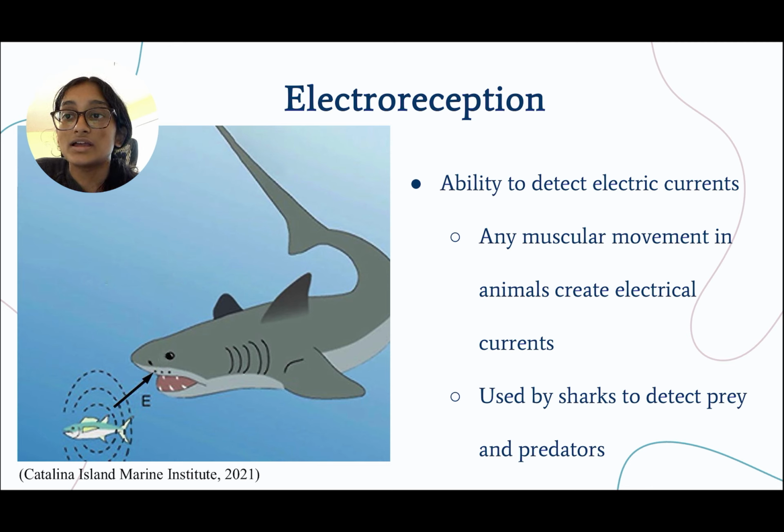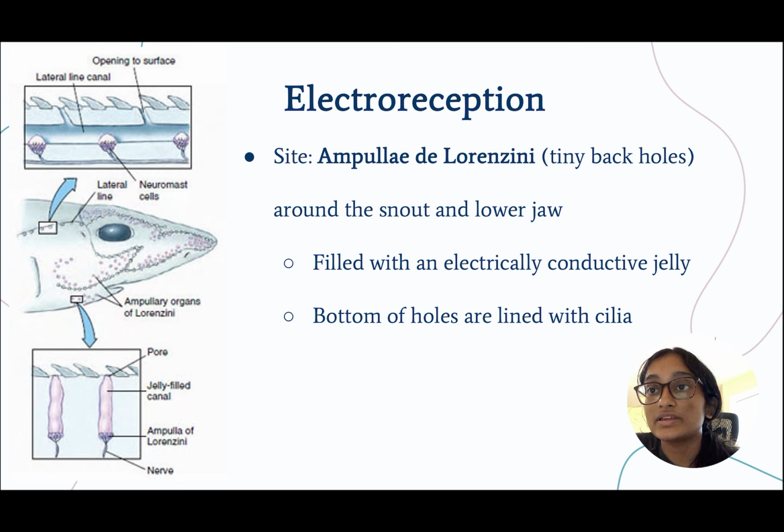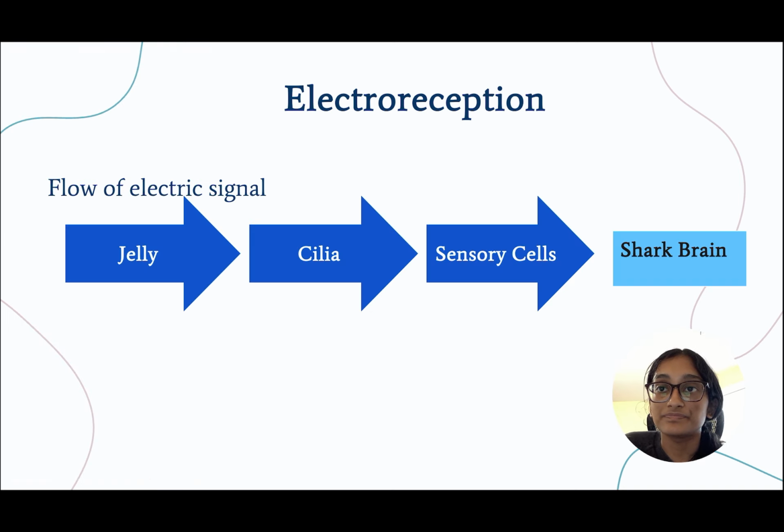This occurs because the site known as the ampullae of Lorenzini, which are tiny black holes found in the upper jaw and snout, is filled with electrically conductive jelly. And at the bottom of these holes, once the electric current passes through, are lined with cilia. Now these cilia serve as receptor proteins, which basically conduct the electric signal and transmit it to the nerve cells, so the sharks can feel the electric current.